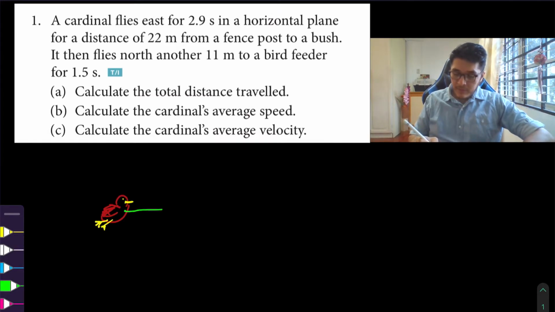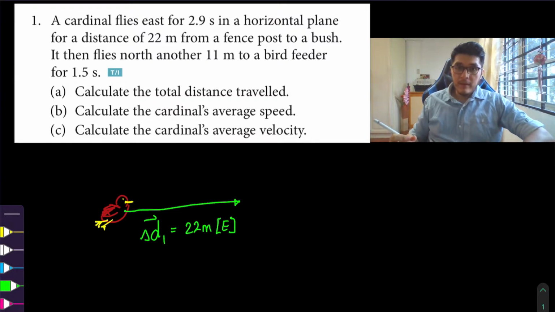So the first displacement that it undergoes is going to be directly to the right, which we take to be east. For the first displacement, we're going to use the notation delta D1, and it has a magnitude of 22 meters. The direction is east. Then for the second displacement, the cardinal flies north. So I'm going to make north pointing up. And this is our second displacement vector, which has a magnitude of 11 meters, and the direction is north.